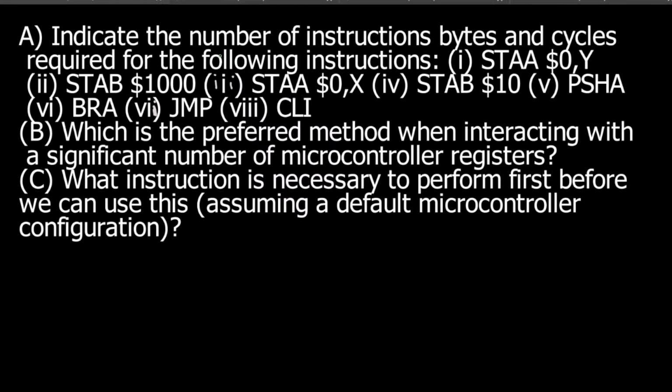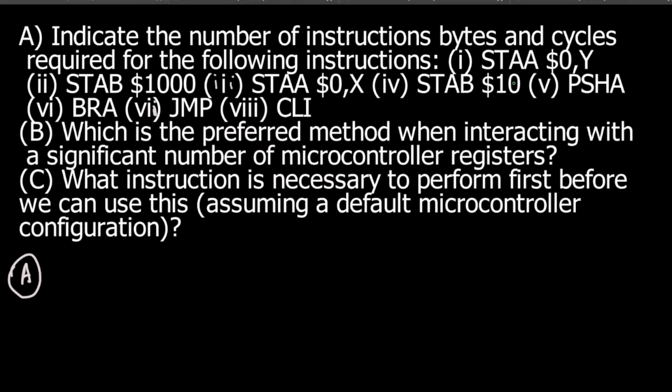This question is asking to indicate the number of instructions, bytes and cycles required for the following instructions. First is STAA, STAB, and then STAA, STAB, PSHA, BRA, and then JMP, and then CLI. Okay, so let's go ahead and look at each of them. Let's do the A part. In the A part of the question, the first one here we have.